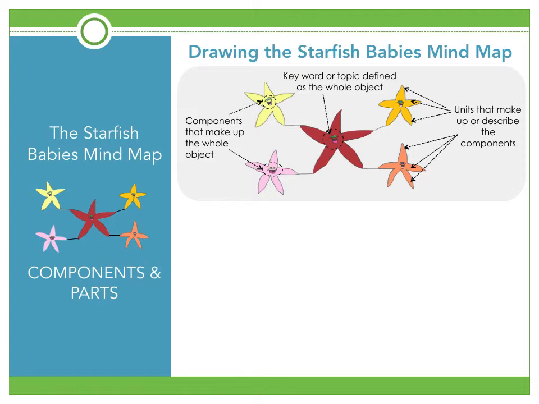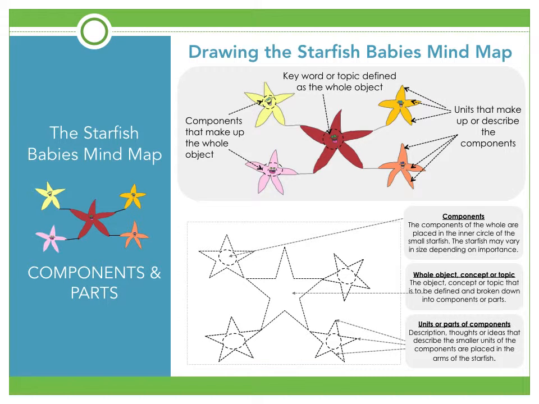The last element are the units, and these units make up or describe the components. And as we said, some units or components might be larger than others and some might be smaller. Let's look at how it would look in your learners' workbooks. It's simply a star in the middle with small stars representing the starfish babies coming off the different arms.